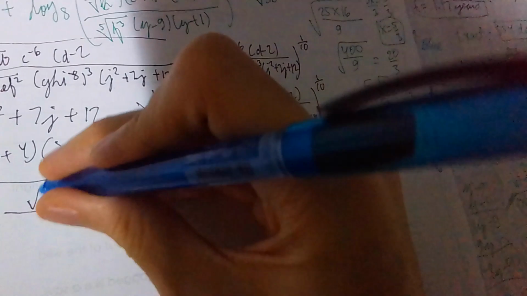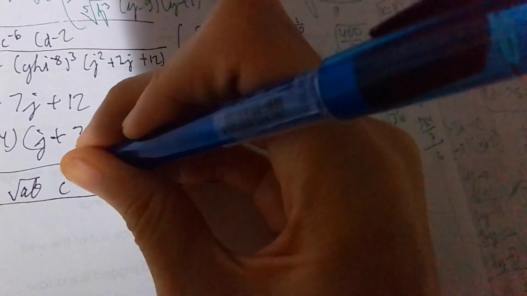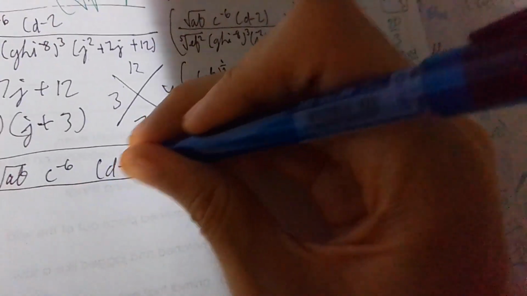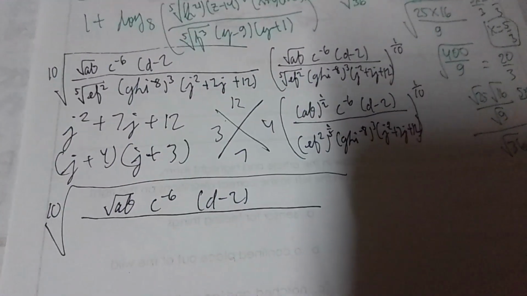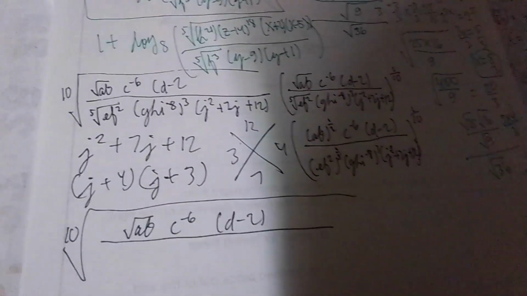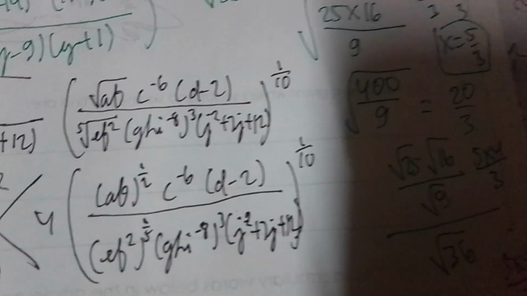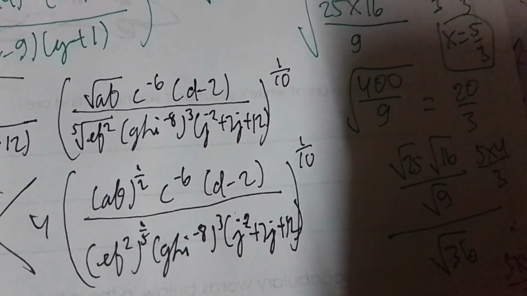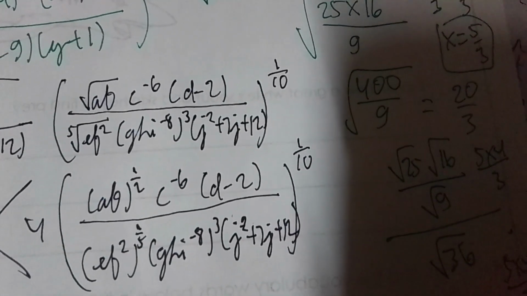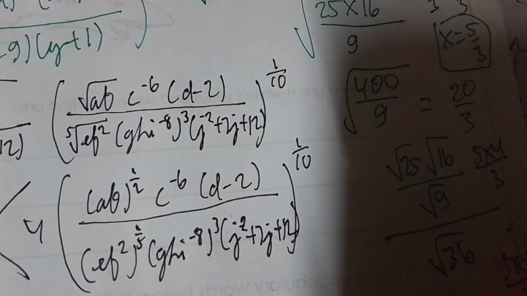So, rewriting the equation, we have the 10th root of the square root of AB, C raised to the negative 6, D minus 2, and then remember letter E, F. Remember this one, we distribute the 1/2, 1/5, diba? So, therefore, it's E raised to the 1/5 power.